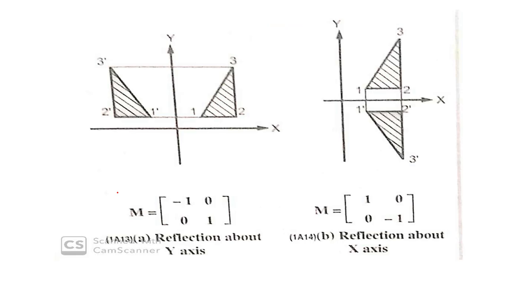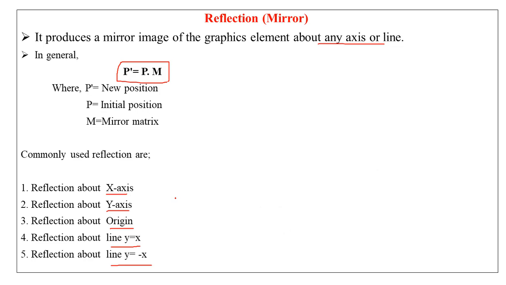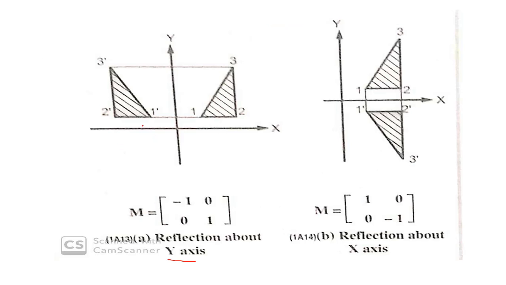So here, reflection about y-axis. We have seen already the equation p dash is equal to p into m. So p dash is the new position. How we will get the new position: when you multiply p into m. So p is the initial position and m is the mirror matrix. In all the five types, the mirror matrix is different.